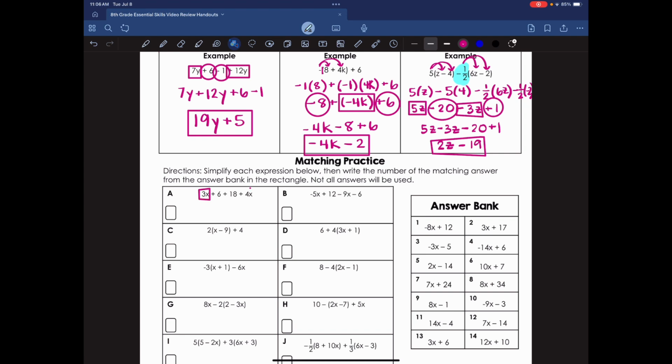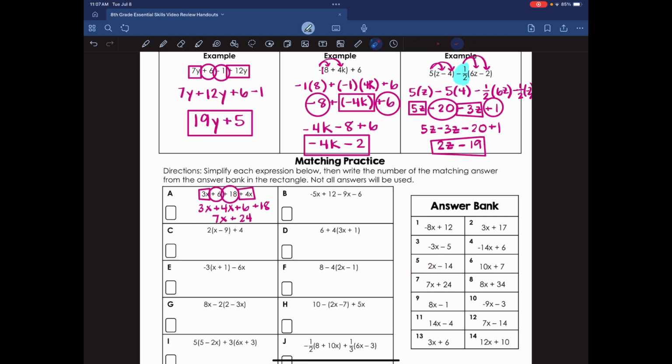I've got a 3x and a positive 4x, and then I've got this positive 6 and a positive 18. So I'm going to rewrite it now so that my like terms are together. And what's nice about this one is it doesn't look like it has any negatives or subtraction. So it's just adding like terms now. And I've got 3x plus 4x, which is 7x, and a 6 plus 18, which gets me 24. So it looks like my final answer for this expression will be 7x plus 24. I can see that right here on number 7.